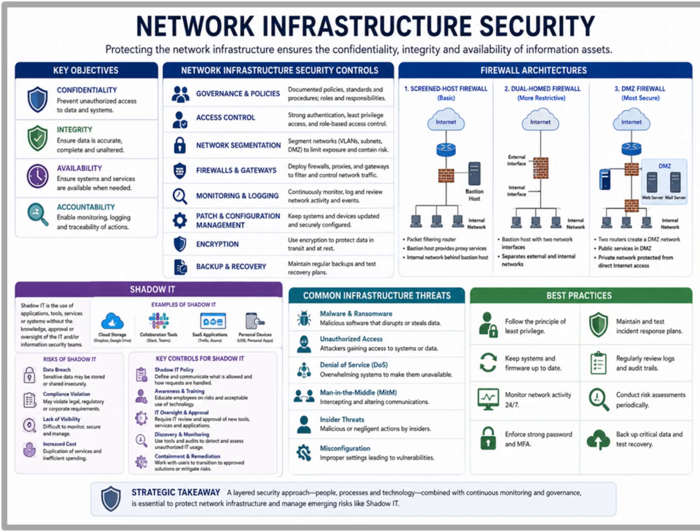The right side of the slide shows how the OSI model applies to common network architectures. In a local area network, the lower layers handle Ethernet switching and local connectivity, while the upper layers support business applications and services. In a wide area network, the network layer becomes critical because routers move traffic between branch offices, service providers, and remote locations.